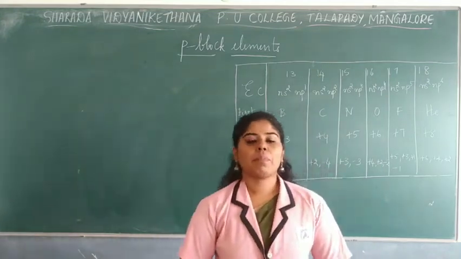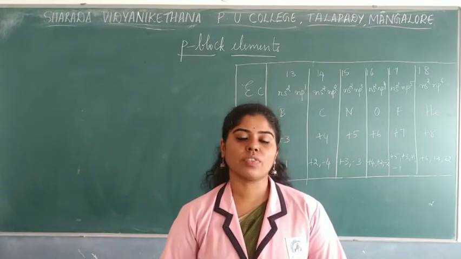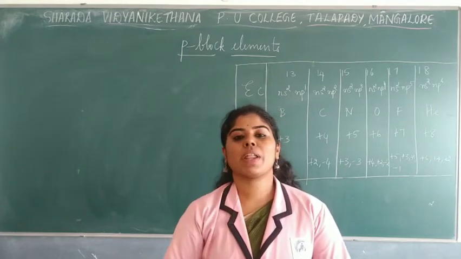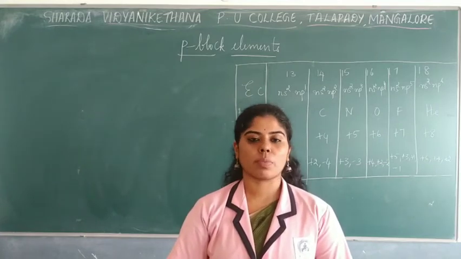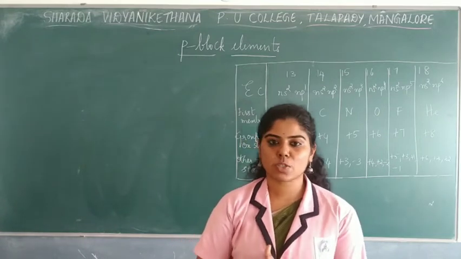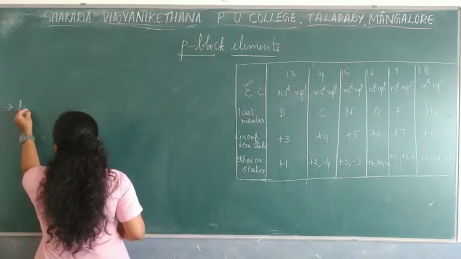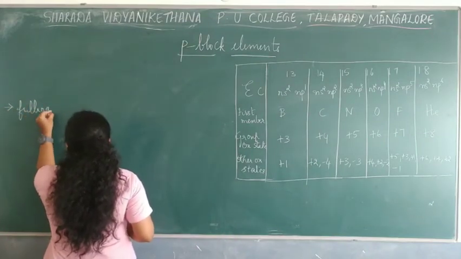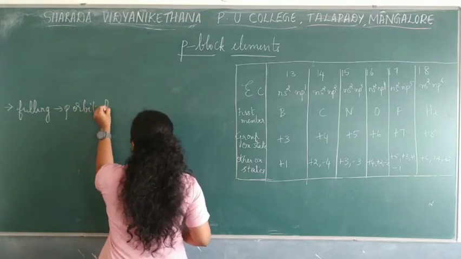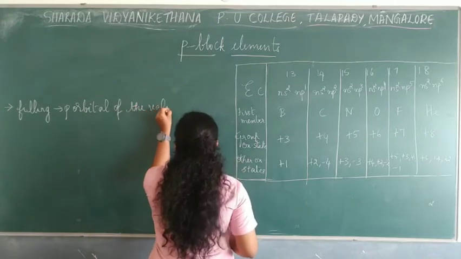And you know that p block elements are the elements where the last electron which is filled takes place, or the filling takes place, in the vacant p orbital, right? So usually the last electron filling takes place in the p orbital of the valence shell.